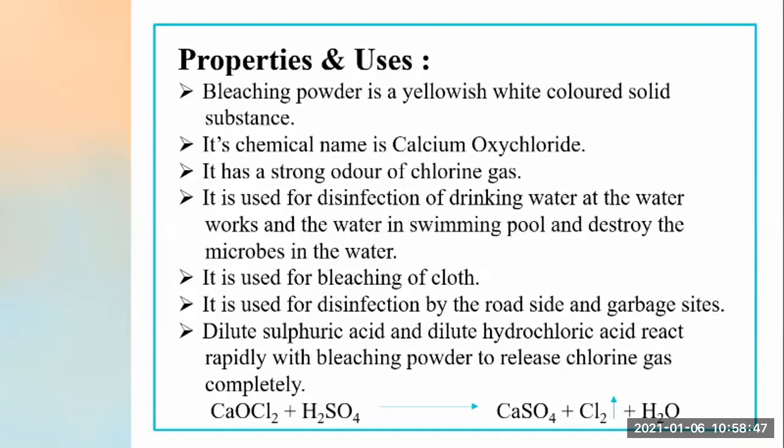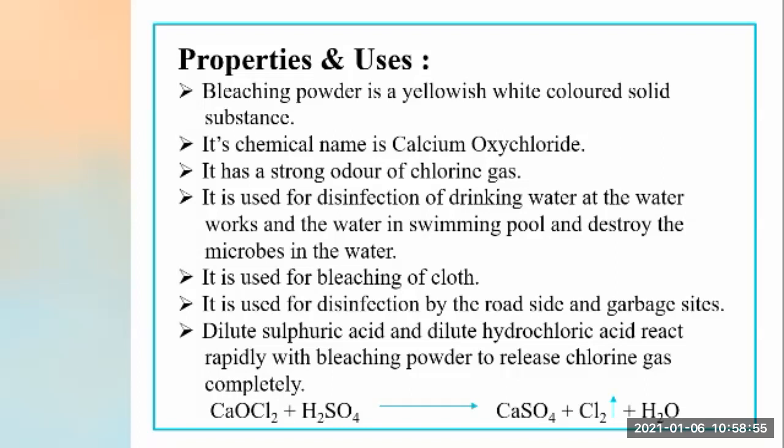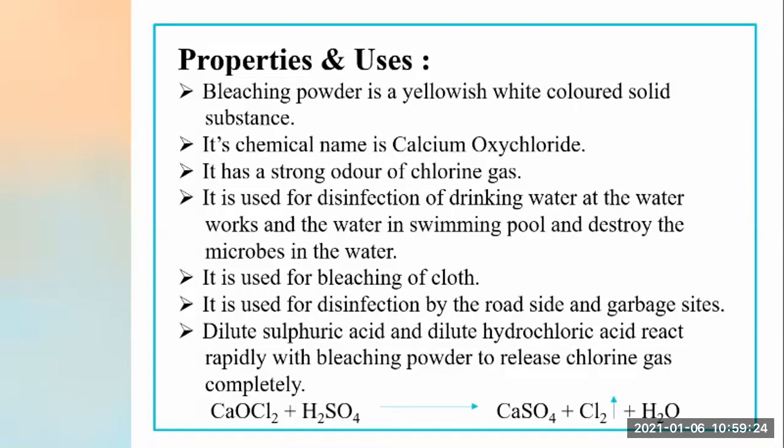Now see, students, we will see the reaction of this with some acids such as sulfuric acid and hydrochloric acid in the next point. Dilute sulfuric acid and dilute hydrochloric acid react rapidly with bleaching powder to release chlorine gas completely. When dilute sulfuric acid or dilute hydrochloric acid reacts with bleaching powder, the reaction is very rapid, very quick, and totally all the chlorine present in the bleaching powder is released.